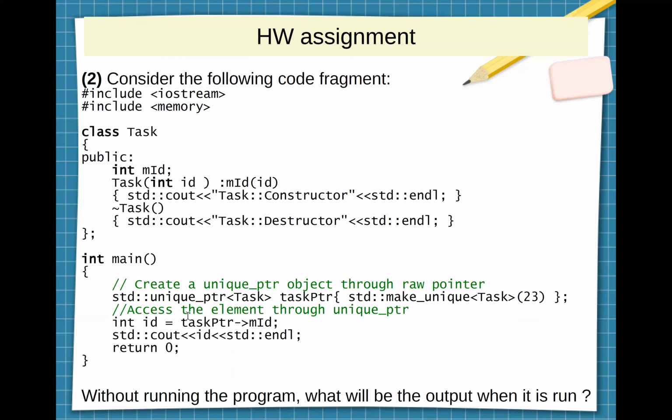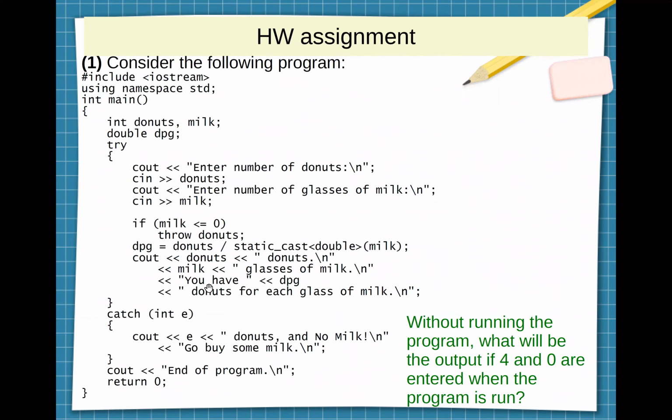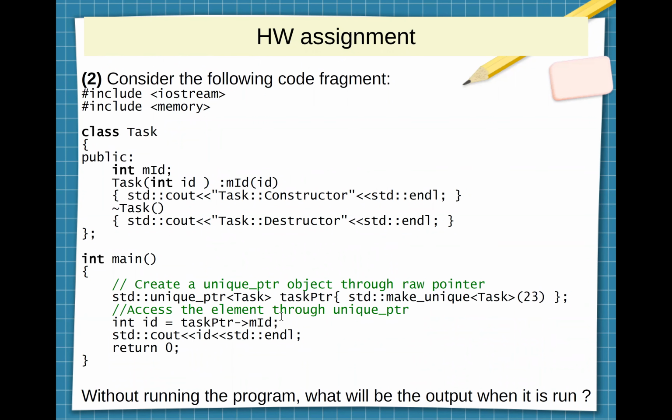Now, this one is about the exception handling. No, this one is this one. This one is about the exception handling. Now, the second one is about the unique PTR. Same thing. Try to predict without running the program what will be the output when the program is run, right? So these are the first two that I was able to come up with fast.